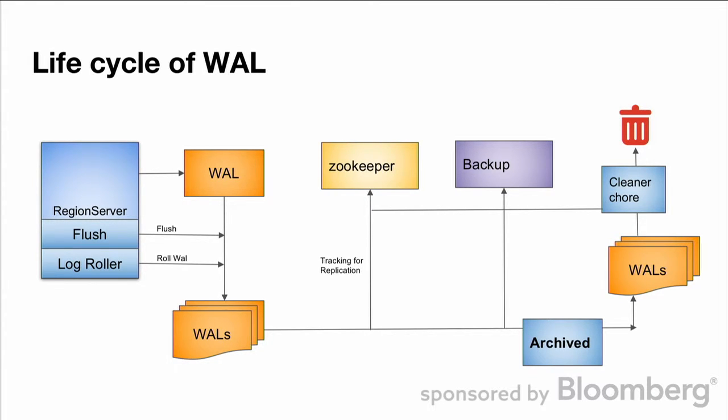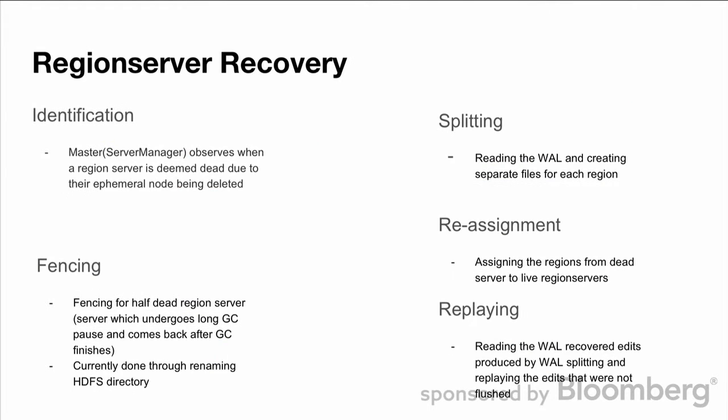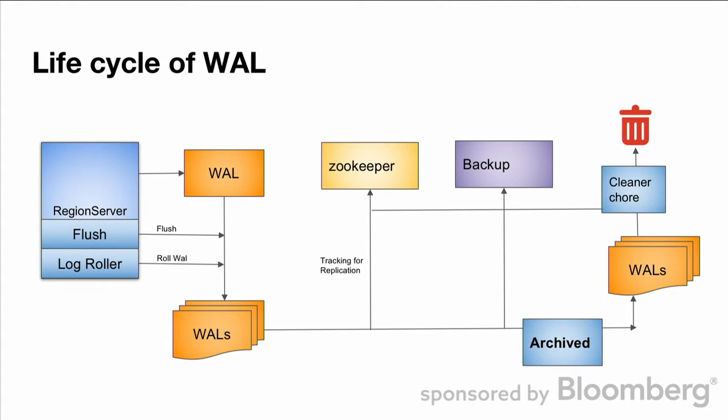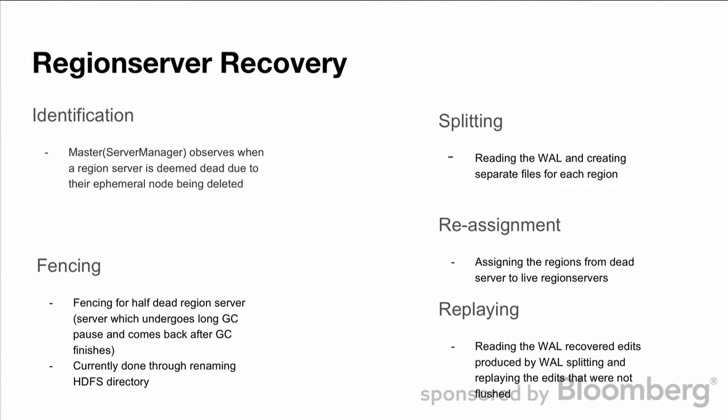Here ZooKeeper is just tracking the WALs to be replicated. Once those are replicated, the cleaner chore will get to know that these are no longer needed for replication. In the same way, it'll check for the backup. If they are no longer needed for the backup, they'll be cleaned up. So this was the life cycle of the WAL. Now, the WAL is needed generally, as I said, in recovery, right?